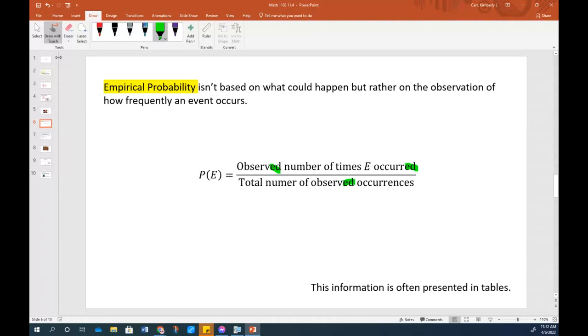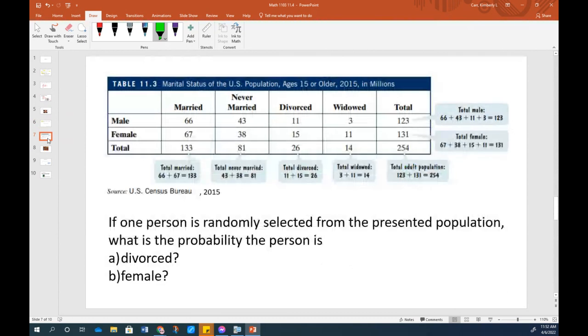Now, a lot of times you find this information presented in tables, because a lot of times people just keep track of it with tally marks as they're going along. But this one is certainly more complex, and it's the marital status. And you might say, well, how are they going to observe the marital status? Well, this actually came as the result of a survey. But it's past tense. So the result of a survey also falls underneath this type of probability.